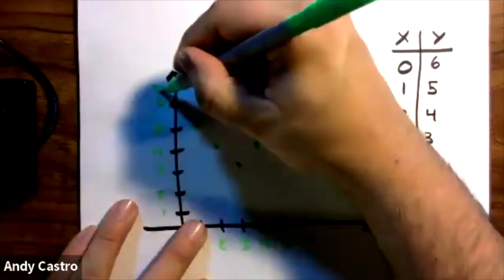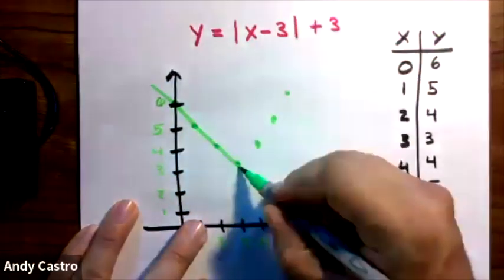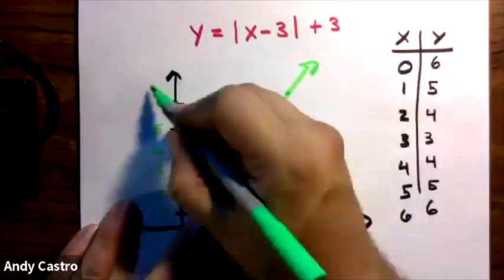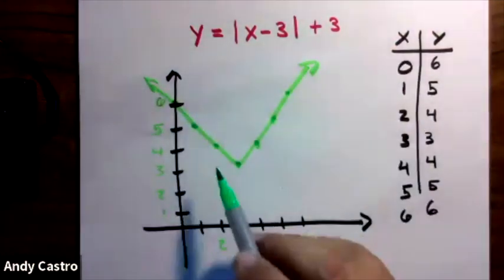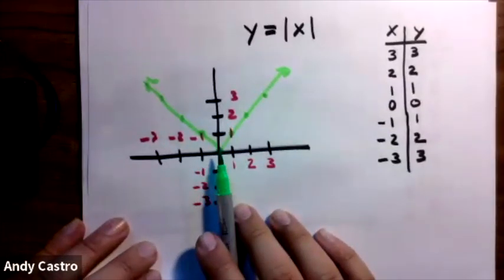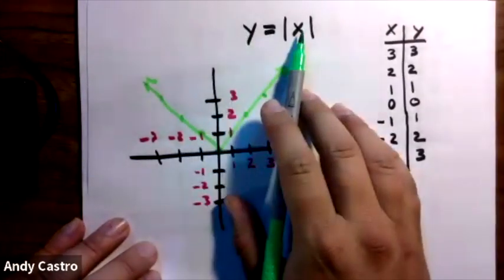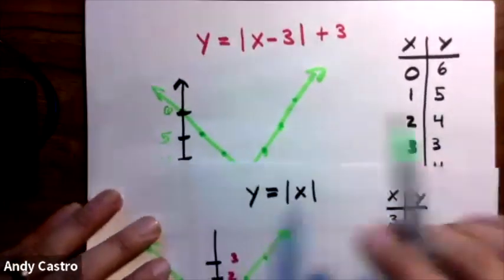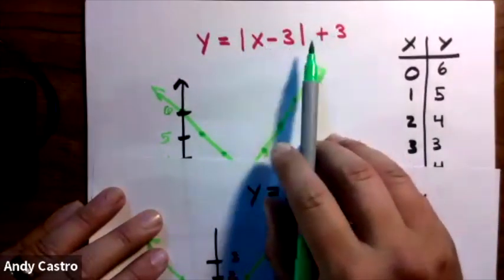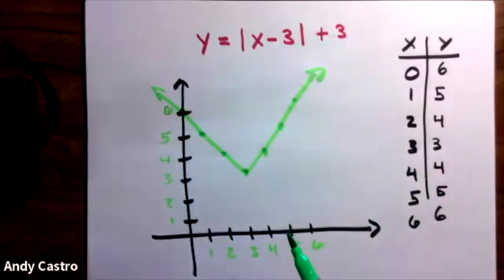So notice we have the same shape, but this vertex here, this point, has kind of moved on us. Right here was right at the center, right? Y is equal to the absolute value of x. But when we change it to the absolute value of x minus 3 and plus 3, it moves. Let's look at where it moved, okay?